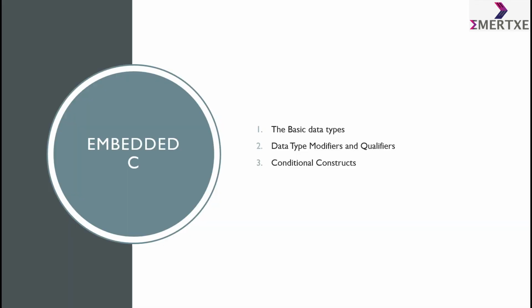Now we go to basic data types. The basic data types in embedded C include integral and floating point. We all know, we learnt, I went through it last time for C, that integral comes under data types which include int and char. Floating type includes float and double. Data type modifiers and qualifiers include size, signedness, const and volatile. Size has short, long, long long. Signedness has signed and unsigned.